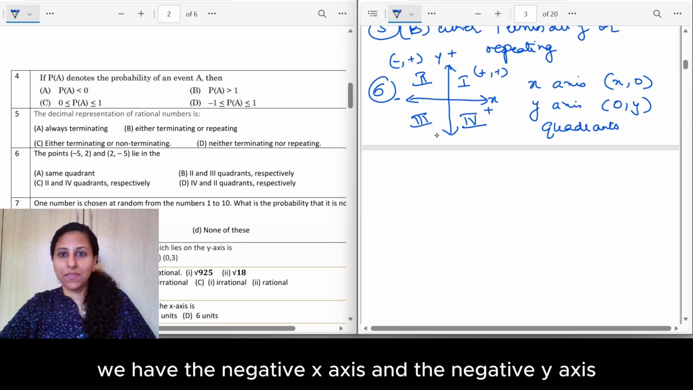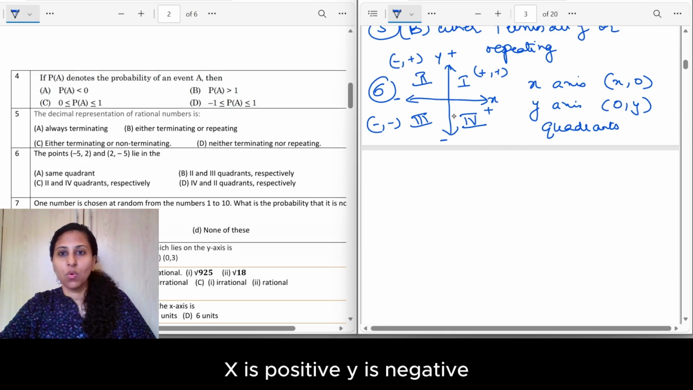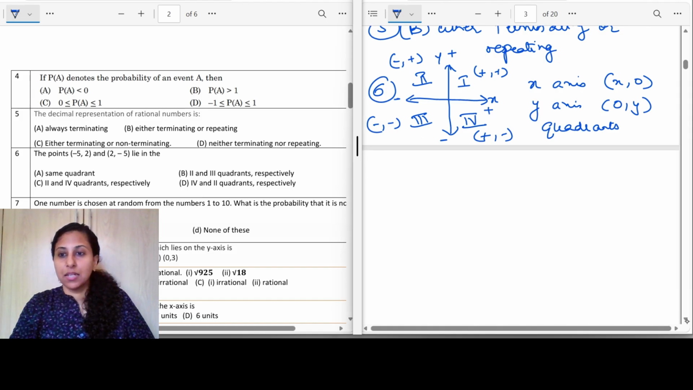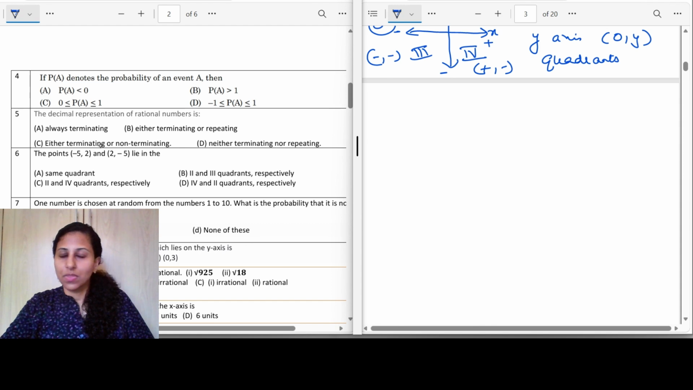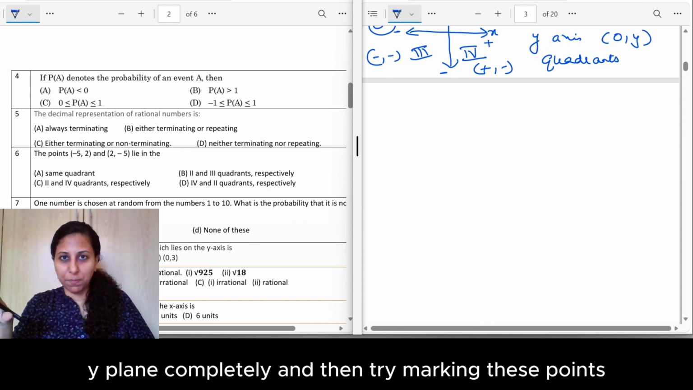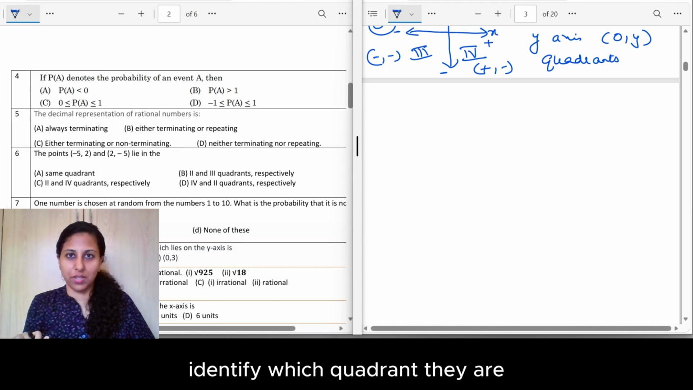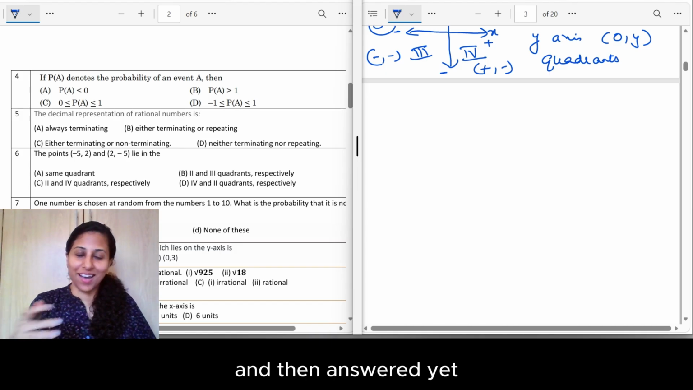We have the negative x-axis and the negative y-axis. So both are negative. In the fourth quadrant, x is positive, y is negative. Positive, negative. Now, let's look at this point. There are two ways to answer these questions. One is you actually draw the xy plane completely and then try marking these points. Identify which quadrant they are. You can, of course, have memorized those sign schemes also and then answered.